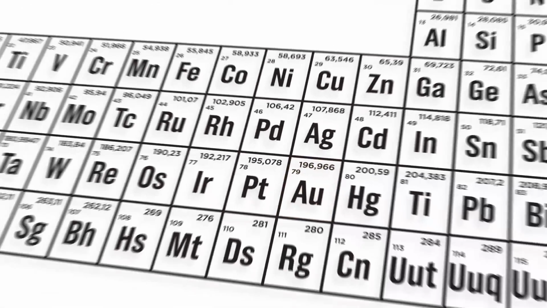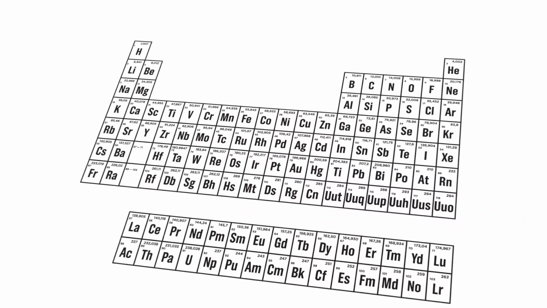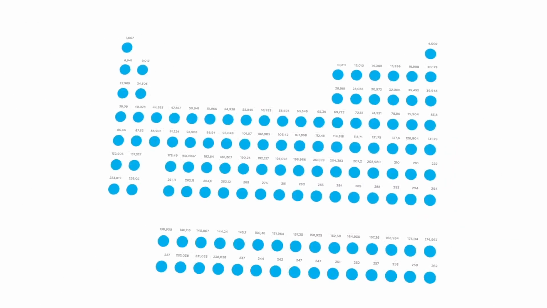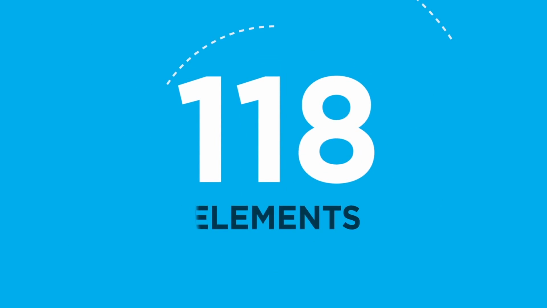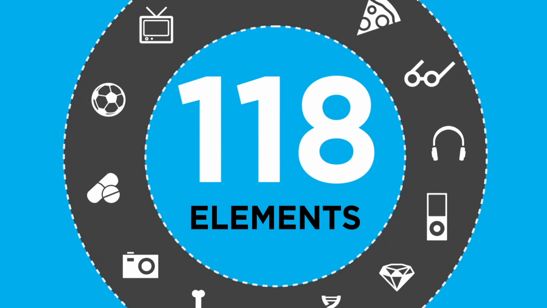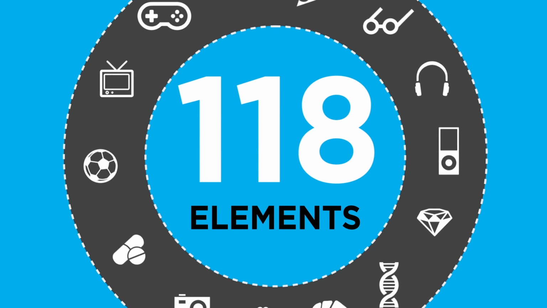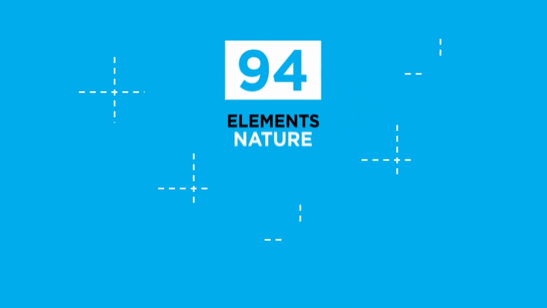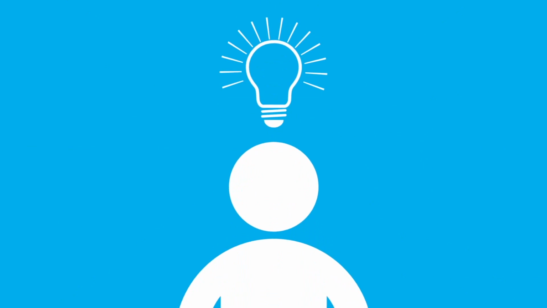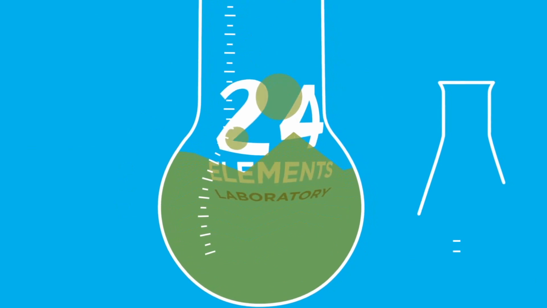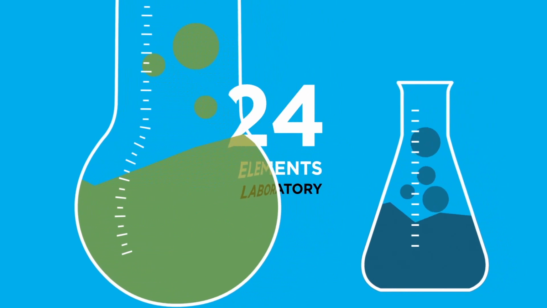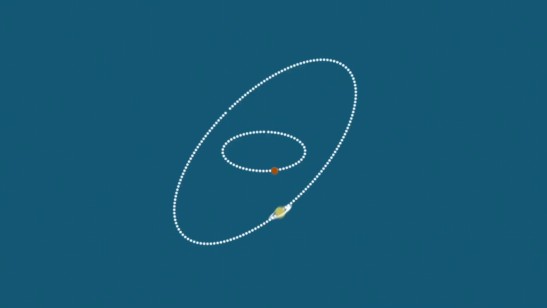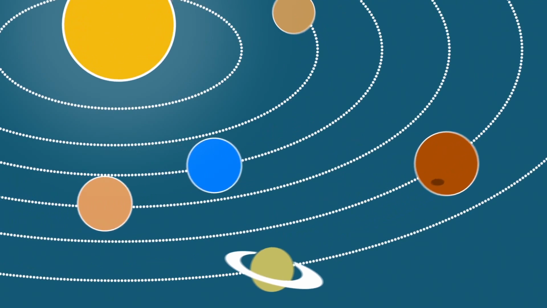But what exactly is the periodic table? The periodic table is a chart that represents all 118 chemical elements that constitute the known universe. Everything around us is made up of at least one of these elements. 94 of these elements can be found in nature, and the rest were obtained in laboratories. 118 elements may seem too little for an entire universe, but it's not.